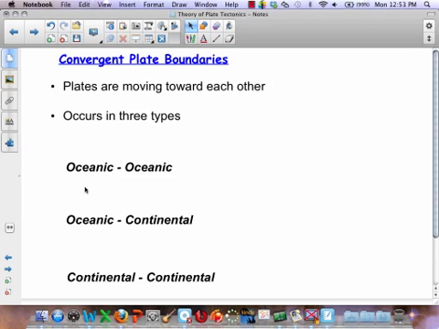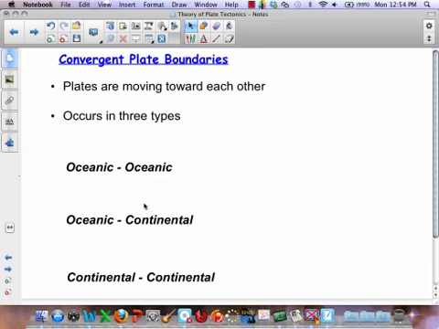Now, when we think about plates, what types of plates do we have out there? We have a bunch of plates, but how many different types? Two, right? We have ocean plates and we have continental plates. Those are our two plates. That's all we really have. We don't have any air plates, just land and water. So think about all the ways that we can combine those. I can have an ocean colliding with another ocean. I can have an ocean colliding with a continent. Or, in the worst case scenario, I can have a continent colliding with another continent. So those are your three types of convergent boundaries.